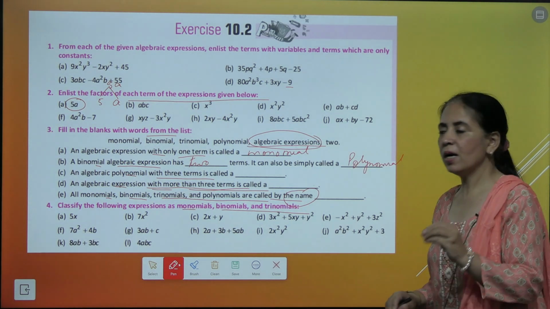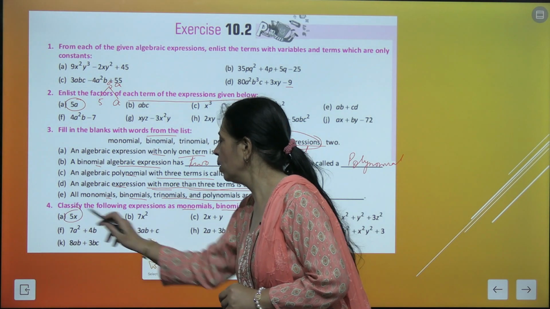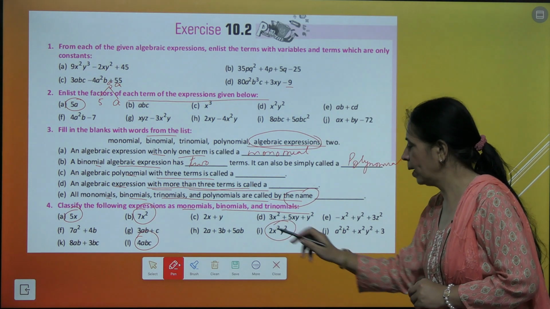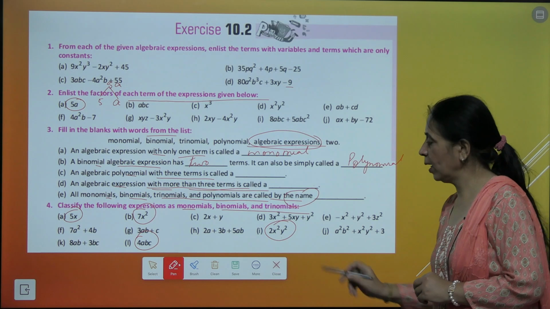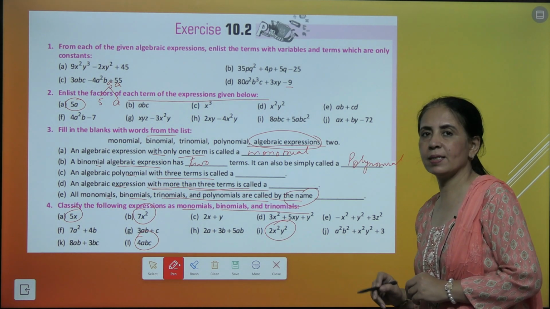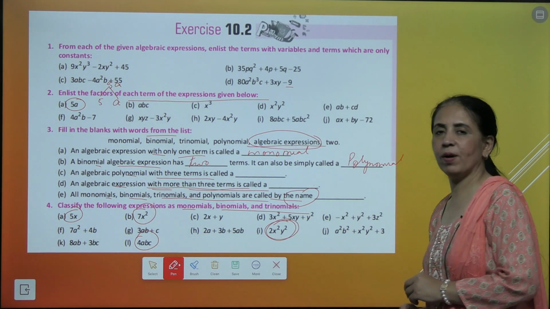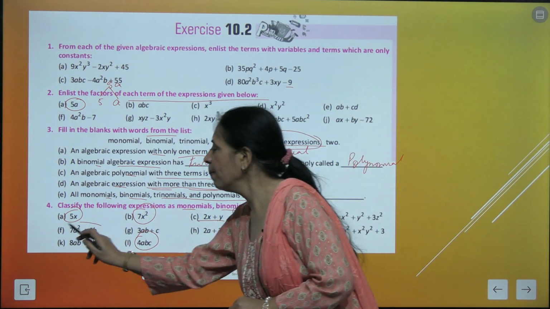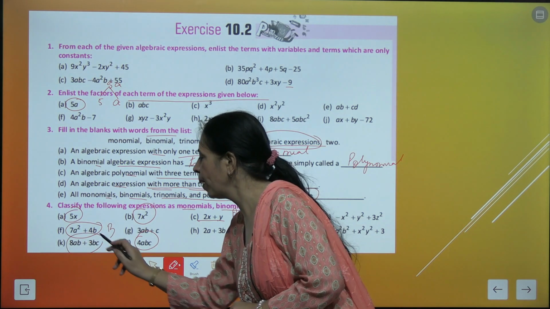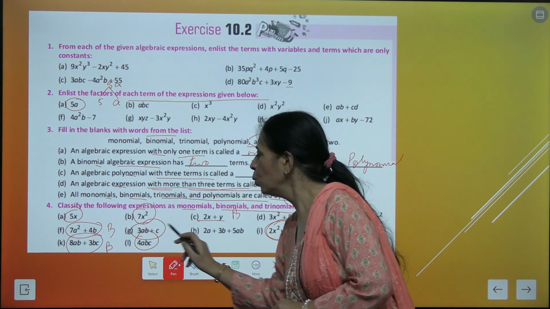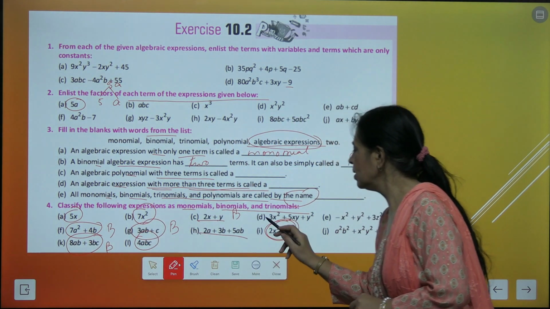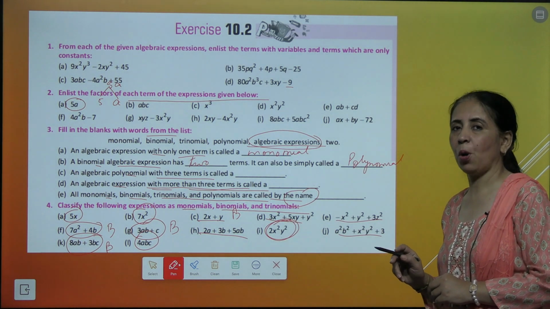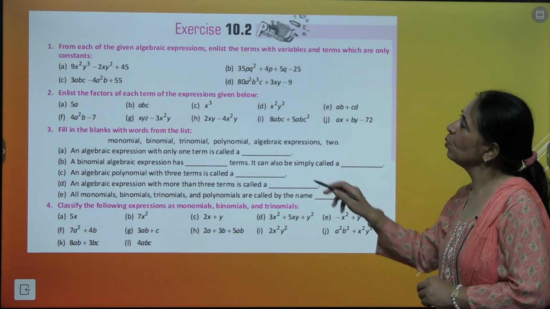Now classify as monomial, binomial and trinomial. Very simple. Where there is a single term, that is a monomial. So this is monomial, this is monomial, this is monomial, this is monomial. Why do we call it a monomial? Because there is no plus or minus sign in between. So we'll say this is only one term. And this is a binomial. Here there are two terms. This is also a binomial, right? This is also a binomial because here we get two terms. And all algebraic expressions with three terms, we will call a trinomial. Got it?